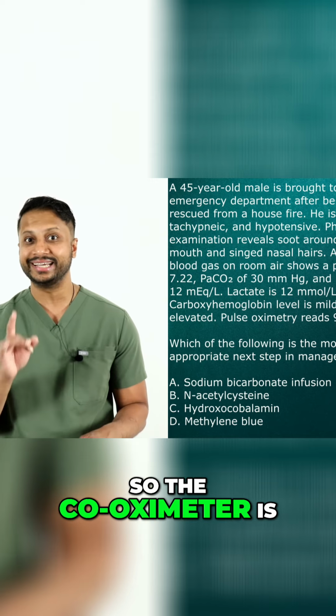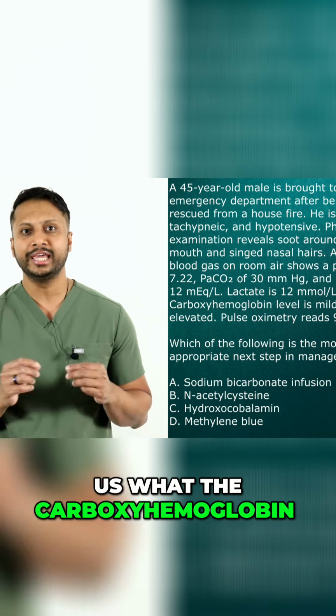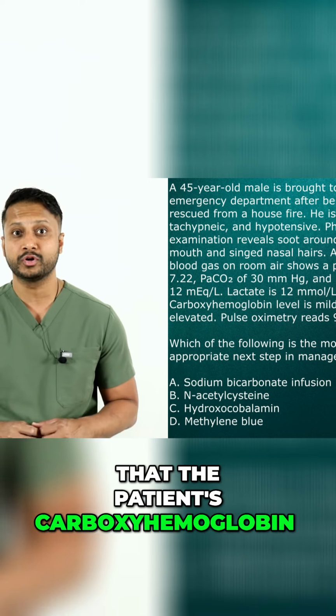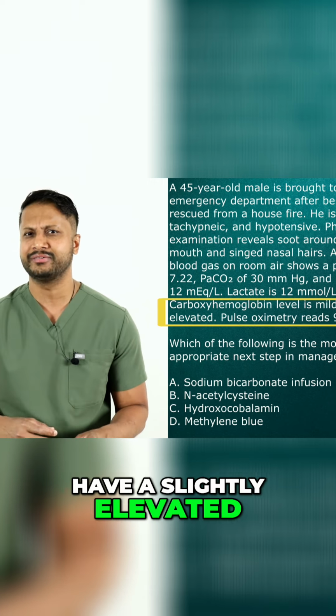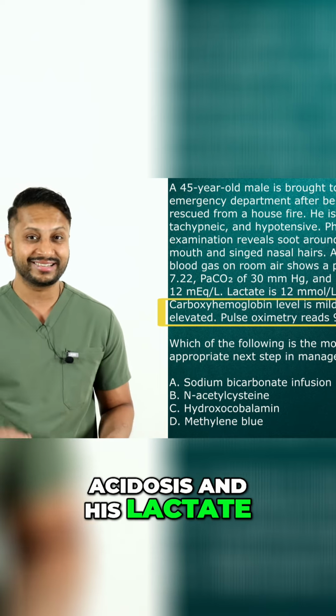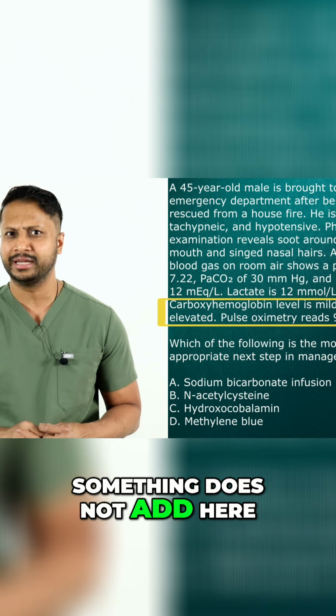So the CO-oximeter is what's going to tell us the answer in this clinical vignette to tell us what the carboxyhemoglobin level actually is. But they tell you that the patient's carboxyhemoglobin level is only slightly elevated. So why do you have a slightly elevated carboxyhemoglobin level but the patient is in metabolic acidosis and his lactate is almost 12? That is very, very high. Something does not add up here, doesn't it?